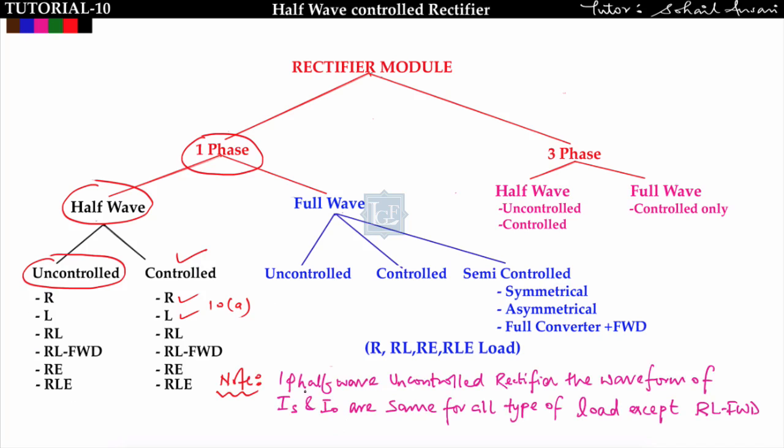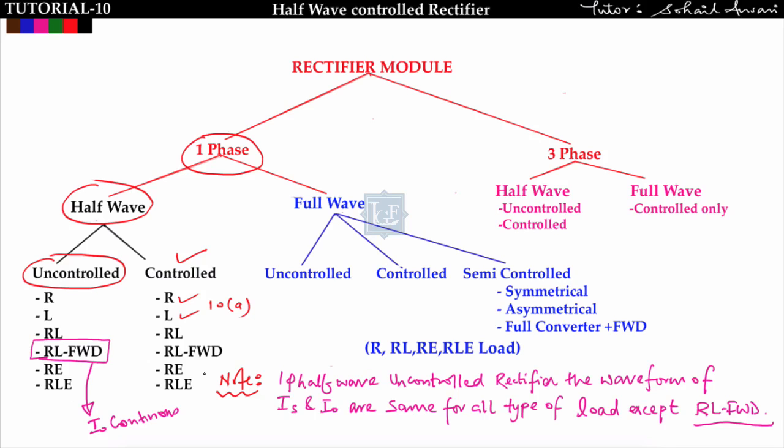So take one point, that is in single phase half wave uncontrolled rectifier, the waveform of source current and output current, that is I naught, are same for all type of load except RL with freewheeling diode. This is the load in which source current is not equal to the load current. In this case we are making load current I naught continuous, means even after turning off the diode we are getting load current I naught. We make I naught continuous by inserting freewheeling diode, but source current we are getting up to pi only. That's why source current and load current are not same in RL with freewheeling diode.